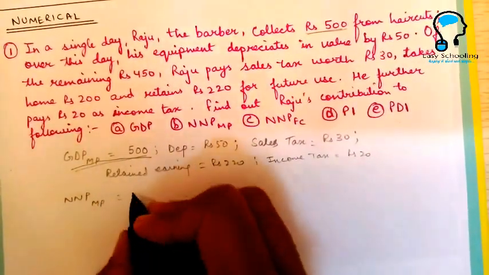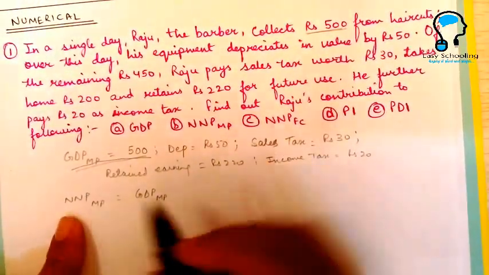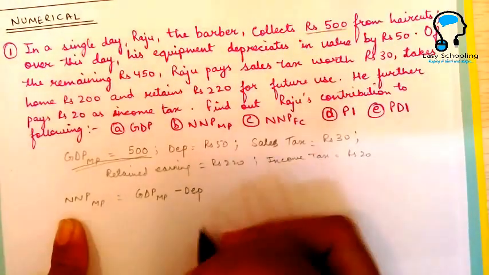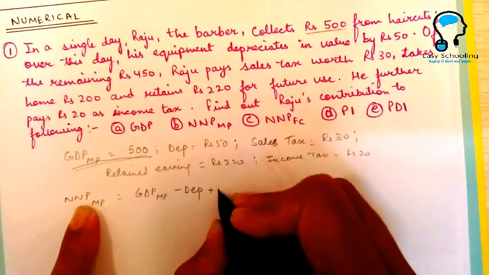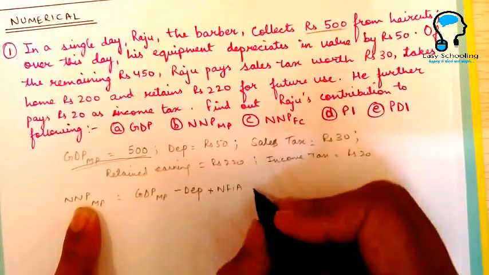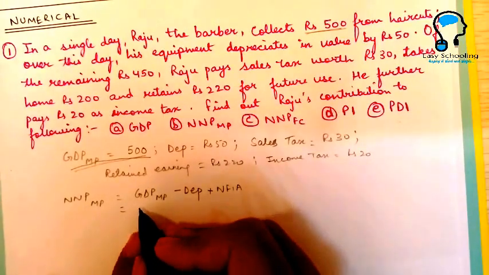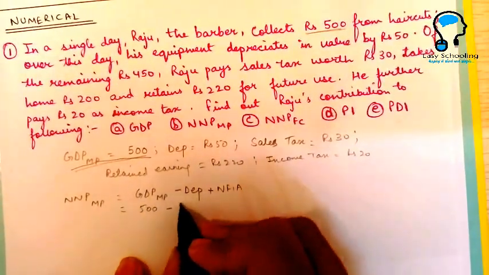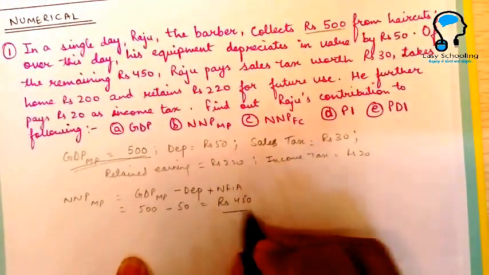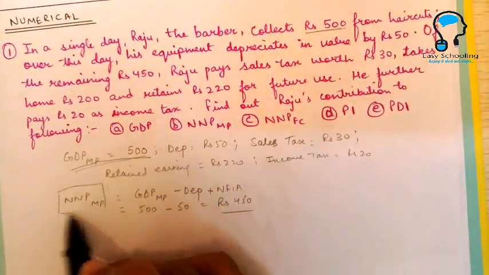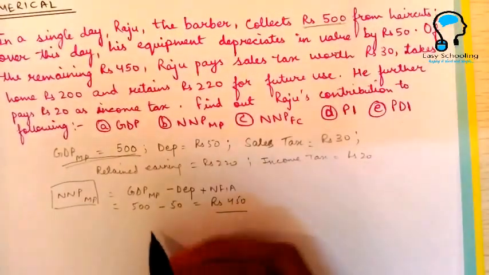From GDPMP we can easily calculate NNPMP. NNPMP will be GDPMP. You have to change G to N. Subtract depreciation. You have to change domestic product to national product. Add net factor income from abroad. There is no net factor income from abroad, so we will ignore this. So GDPMP is 500 and depreciation is 50. So our NNPMP will be rupees 450. This is our NNPMP. This is the second solution.